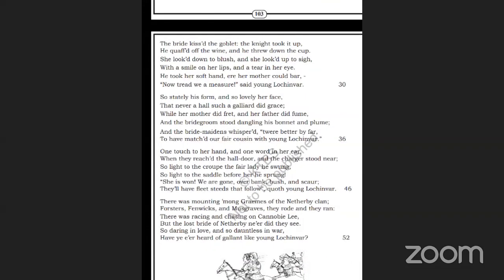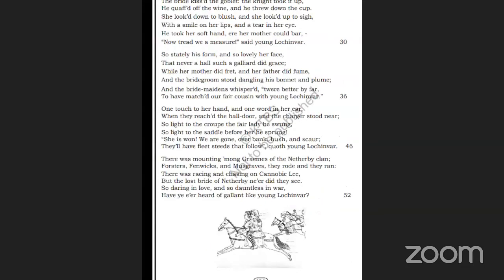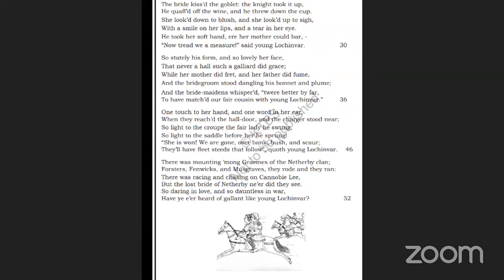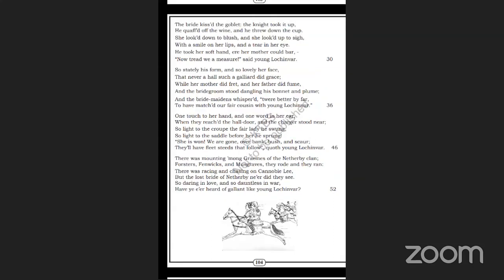She looked down to blush and she looked up to sigh. See, very interesting lines these are. She looked down to blush. What do you mean by blush? You know, I need not tell you. It is called blushing. We do this every day. I believe we do this.